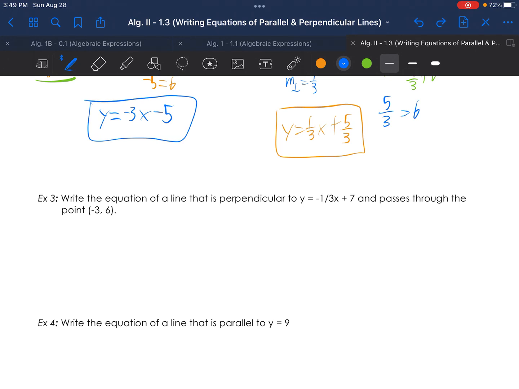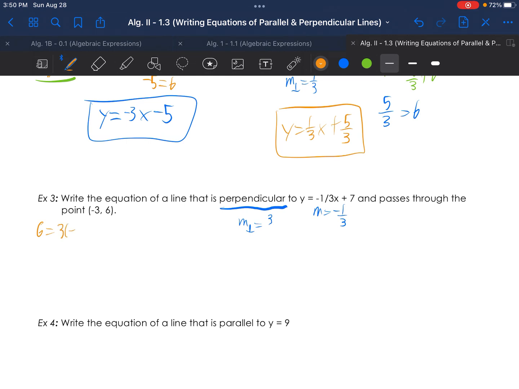Write the equation of a line that is perpendicular to y equals negative 1/3 x plus 7 and passes through the point negative 3 comma 6. So we're told it's perpendicular. So the slope of the original equation is negative 1/3. The slope of the perpendicular equation will be 3, or 3 over 1, because it has to be the opposite sign, and you reciprocate it. We're given the point, so we're going to use that point and the slope to find the b.